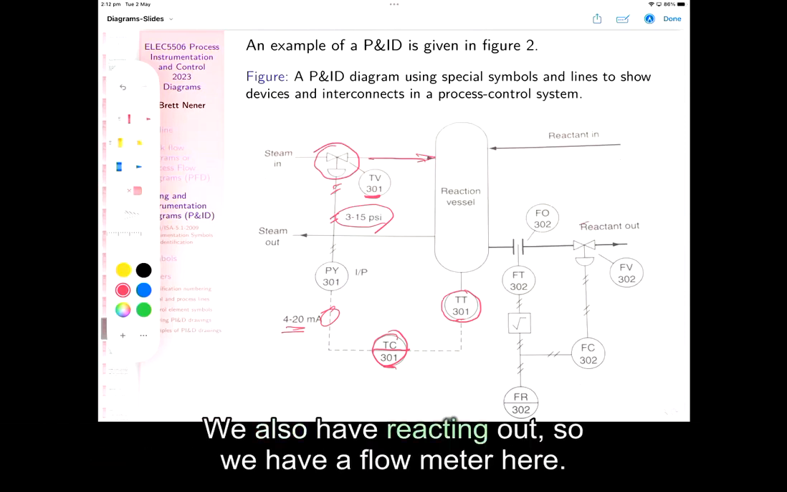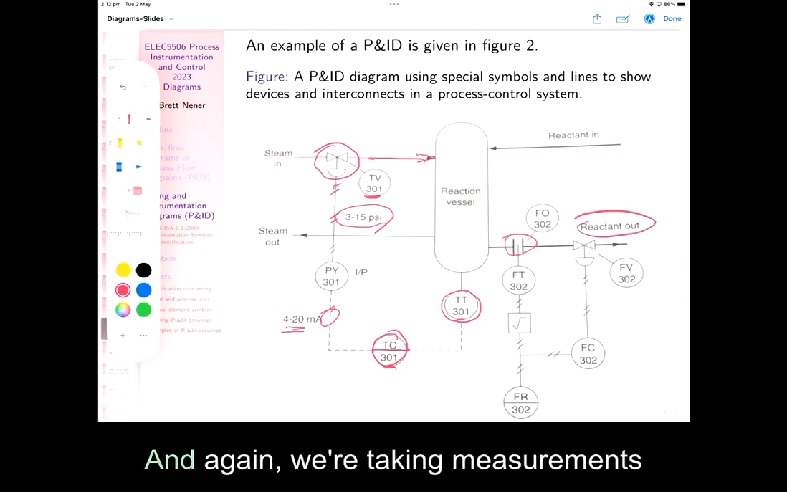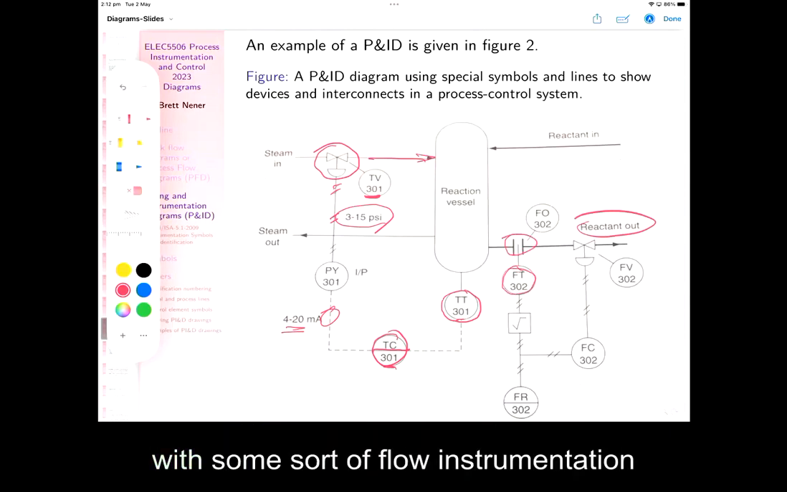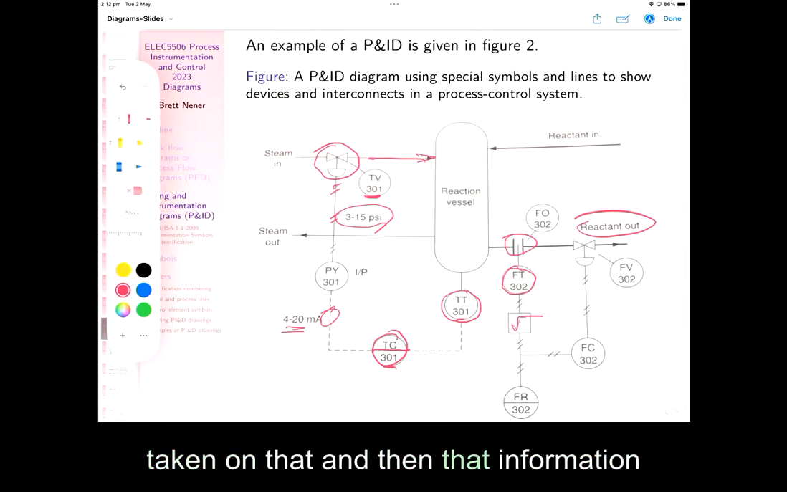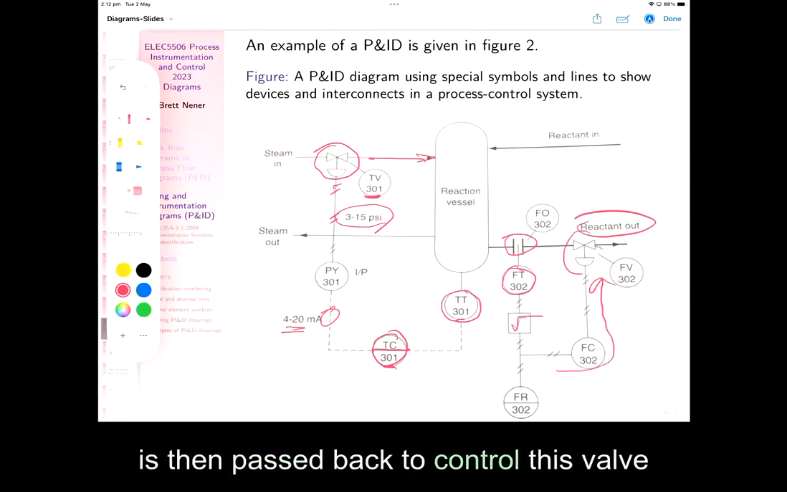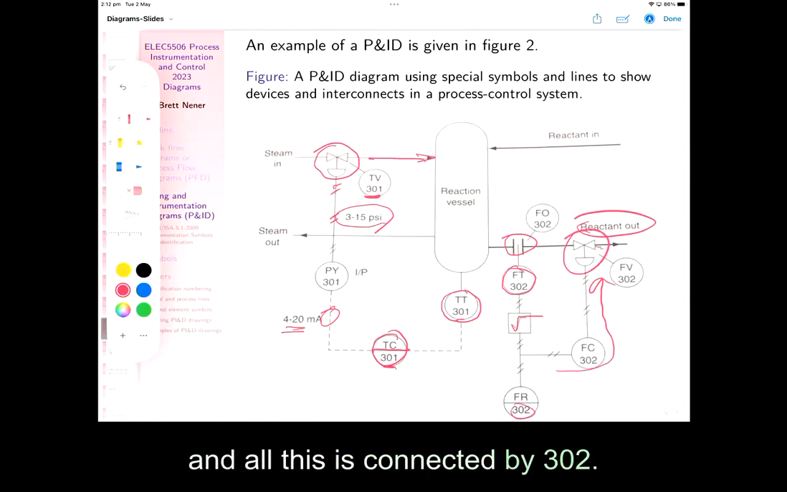We also have the reactor outlet, so we have a flow meter here, and again we're taking measurements with some sort of flow instrumentation, and there's some sort of mathematical function taken on that, and then that information is passed back to control this valve, and all this is connected by 302.